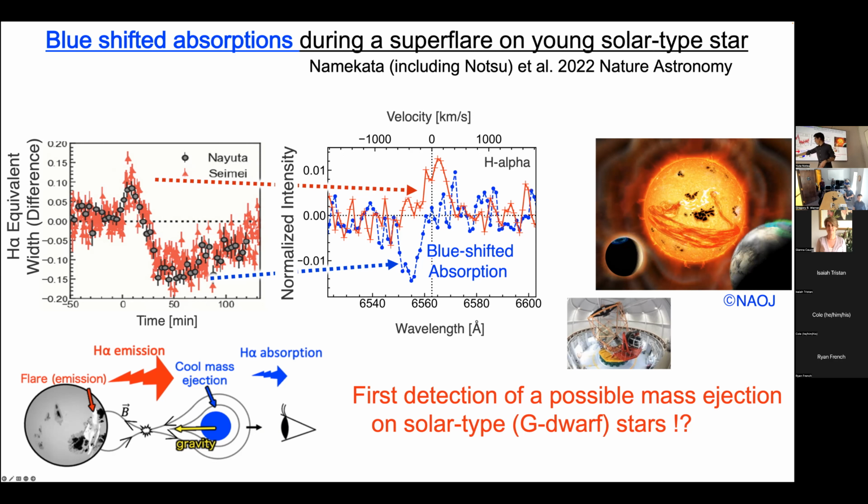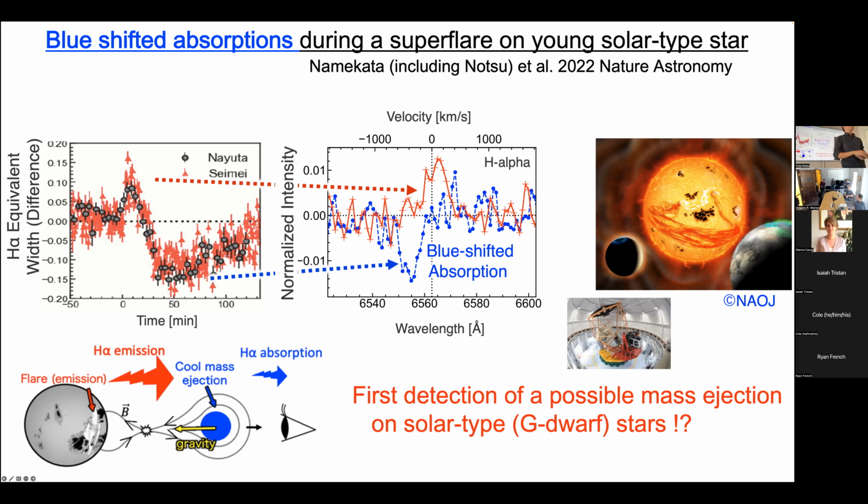This can be explained with this view. Flare emission is first observed on the surface of the star. And if the plasma is ejected, it can absorb the light from the star, considering the density and temperature difference. This can absorb the H-alpha intensity, and it's also blue shifted. So blue shifted absorption is observed. This can be a first detection of a possible coronal mass ejection on solar-type stars.